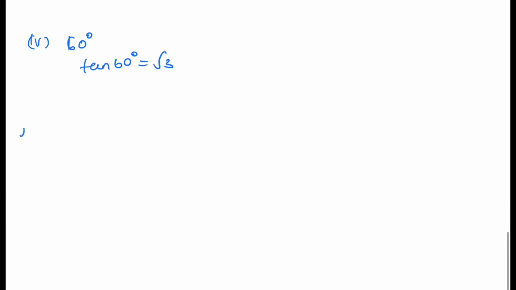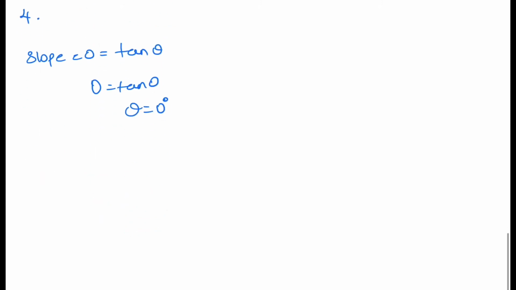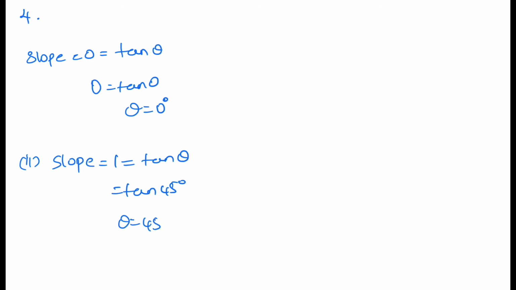Now coming to the fourth main. Find the inclination of the line whose slope is given to you. Slope is equal to 0, that is equal to tan theta. So 0 is equal to tan 0, theta is equal to 0, that is the inclination. Then the second one, slope is equal to 1, that is equal to tan theta, that is equal to tan 45. 1 means tan 45, theta is equal to 45 degrees.